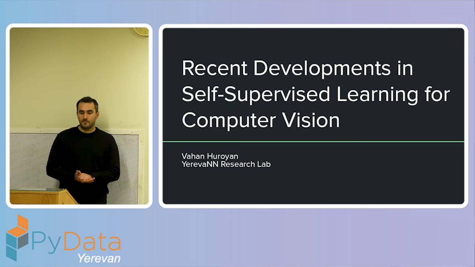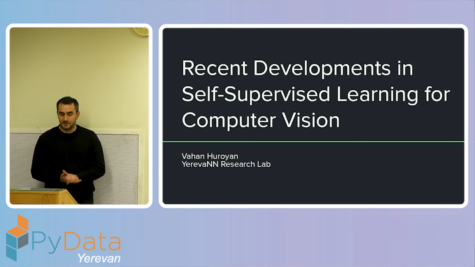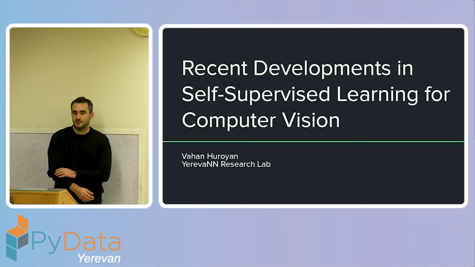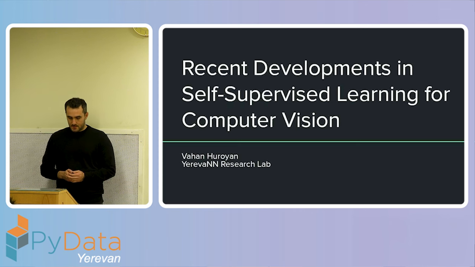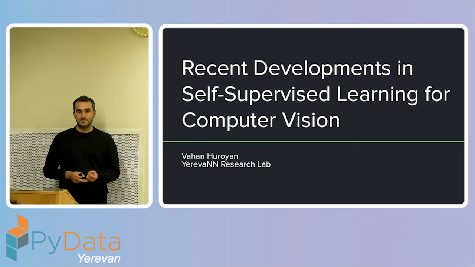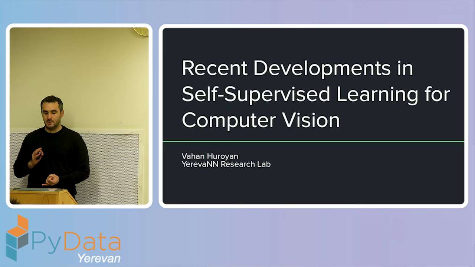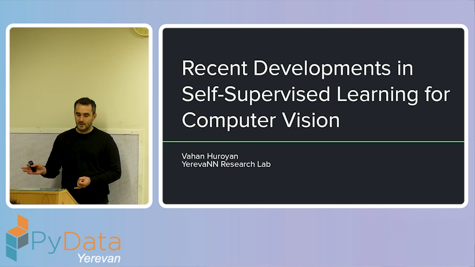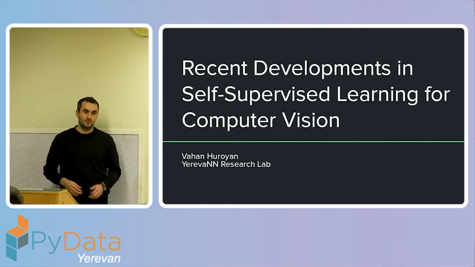Today, the title of my talk is Recent Developments in Self-Supervised Learning for Computer Vision. This is actually one of the research directions that we have at YerevaNN. So I'll try to cover the motivation, why it's an important problem, and then try to show the history of how it got developed, and then at the end, just show the recent papers that worked in this area.